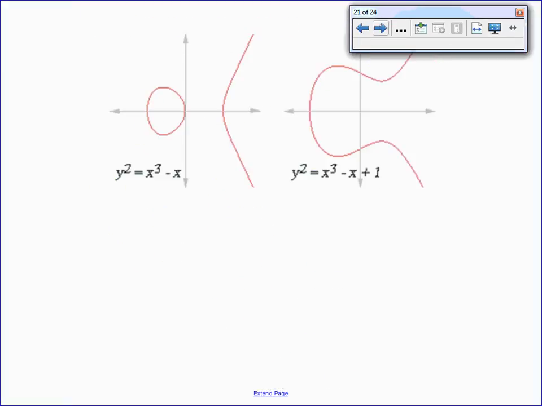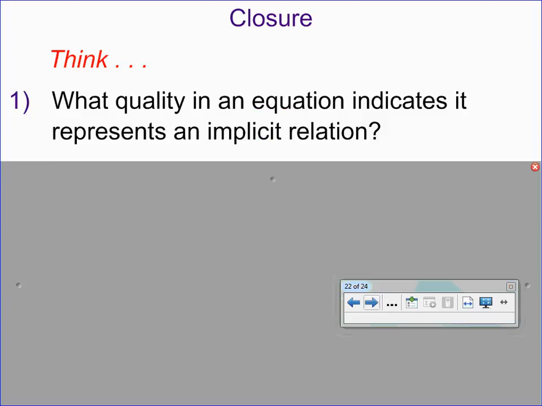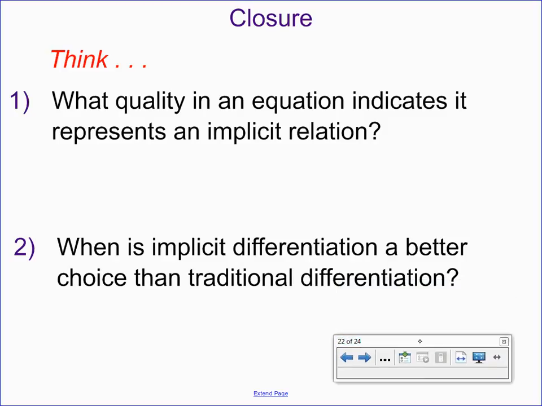Excellent work, you guys. Okay, so I wanted to include some more implicit relations. Some of these can be solved for y, some of them can't be solved for y, but that's pretty cool. All right, let's close it up then. We've got back to the last page. I'd like a written response for each of these, and please be ready to share. What quality in an equation indicates it represents an implicit relation? That is, how can you recognize an implicit relation based on the original equation? Secondly, when is implicit differentiation a better choice than traditional differentiation?